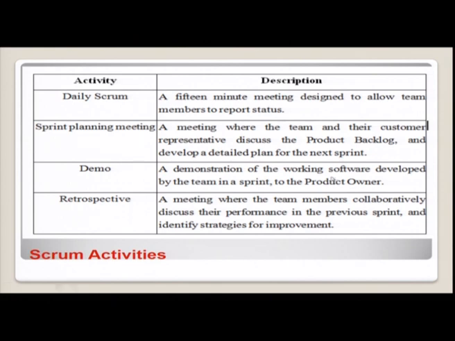Then next is the retrospective, a meeting where the team members collaboratively discuss their performance in the previous sprint and identify strategies for improvement. Retrospective is based on previous experiences. So these are some of the activities to be carried out for a Scrum framework. It is highly important: daily Scrum, sprint planning meeting, demo and retrospective. These are the 4 activities that are to be carried out.